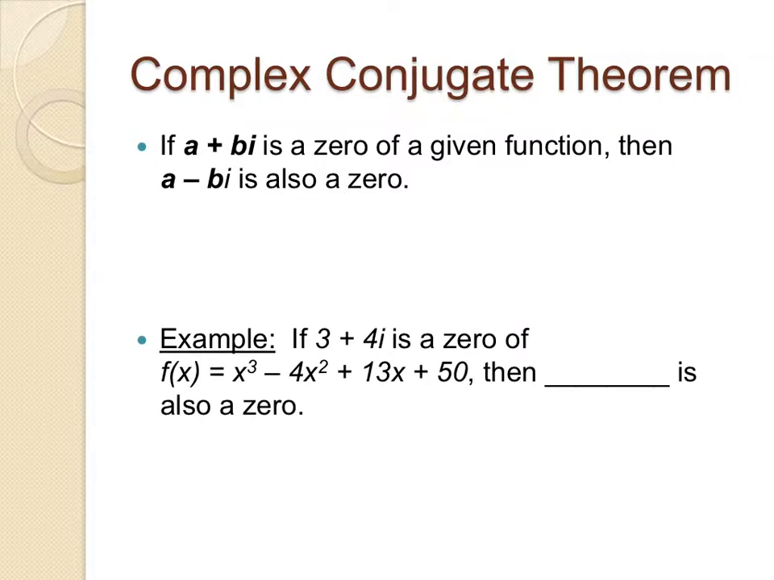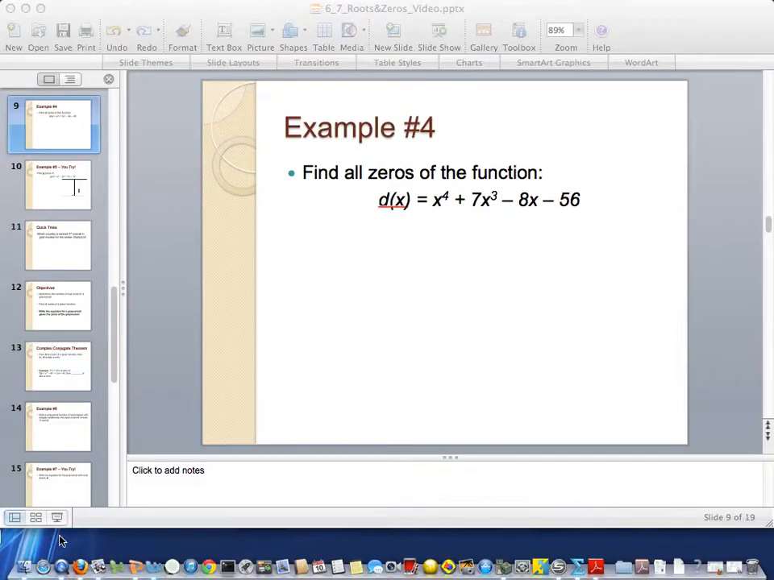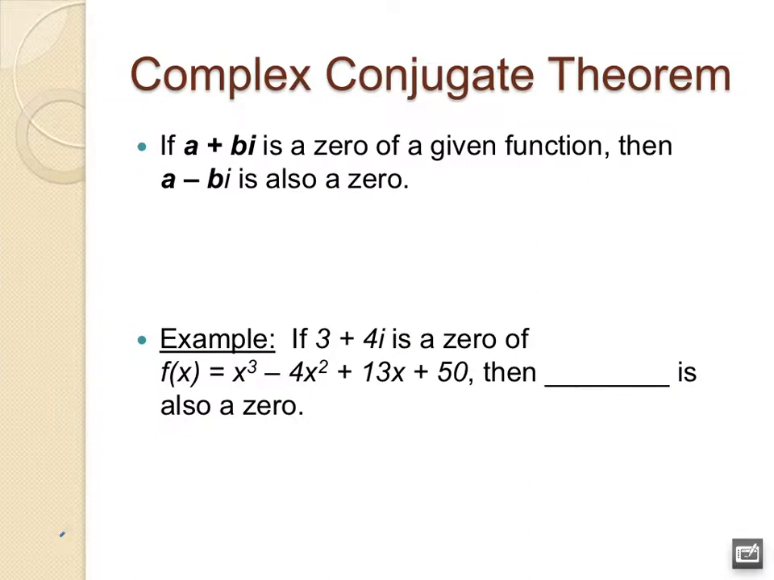So here's an example. If 3 plus 4i is a 0 of this polynomial, then 3 minus 4i is also a 0. What you should notice is the 3 stays the same. We only change the sign of the imaginary part. So it went from positive 4i to negative 4i. We're going to use this information to write the equation.